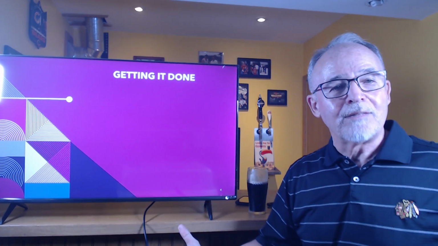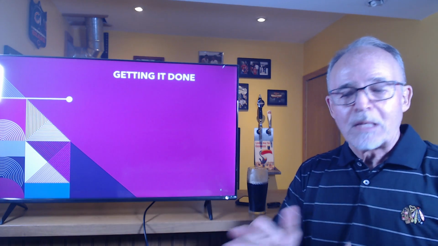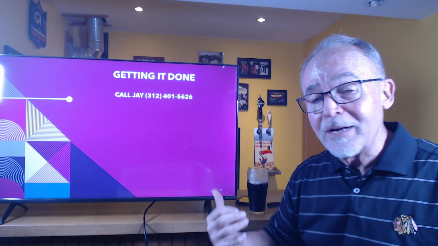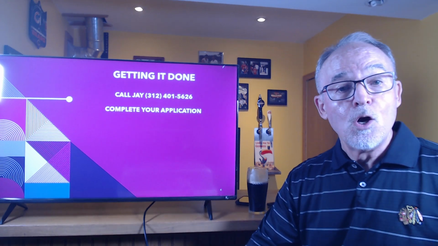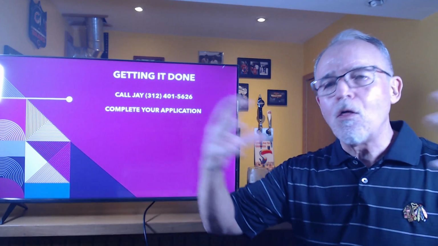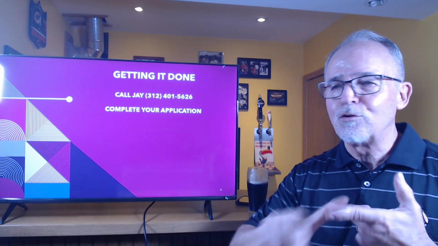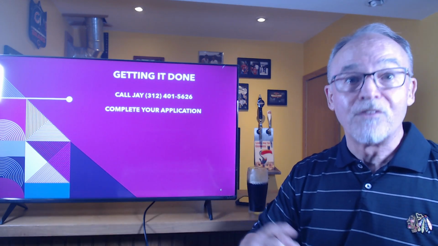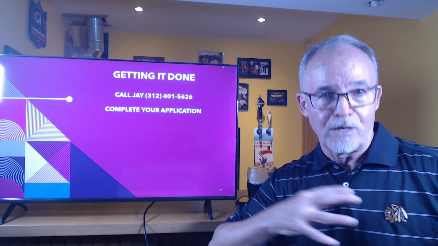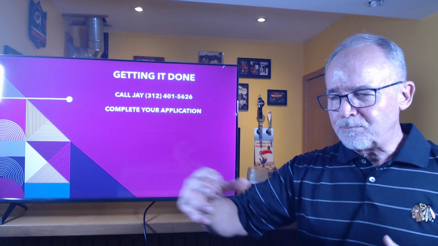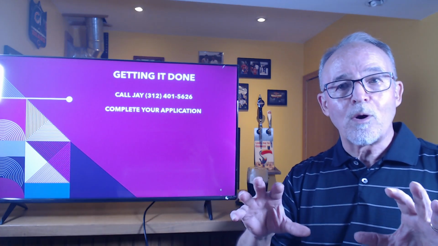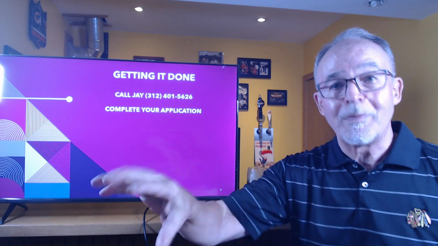So, getting it done. Let's get it done now. To get it done, you're going to call me. There's my phone number. Give me a ring. And we're going to complete an application. When I say complete an application, I'm going to gather all the relevant docs that I need. I'll need your driver's license. I'll need 12 or 24 bank statements. Give me 24. Let me figure out if it's better to go 12 or 24. And anything else that I'll need, we'll run your credit. We'll get you to a point where we can plug you into one of those matrices.